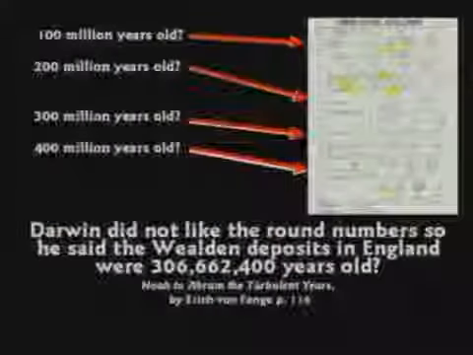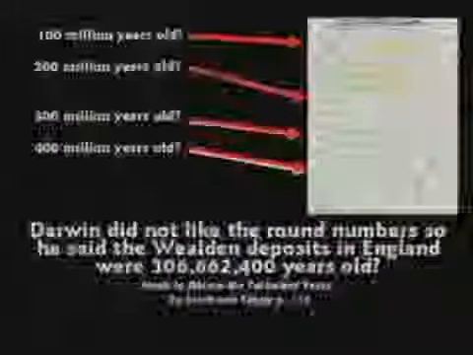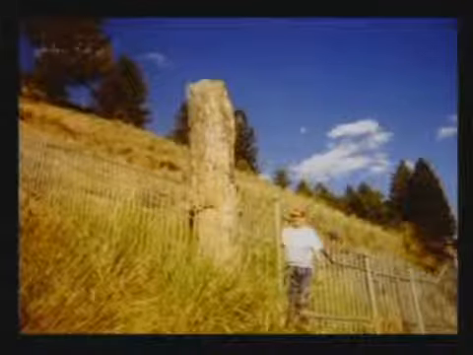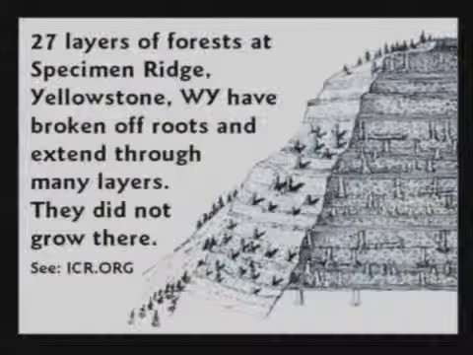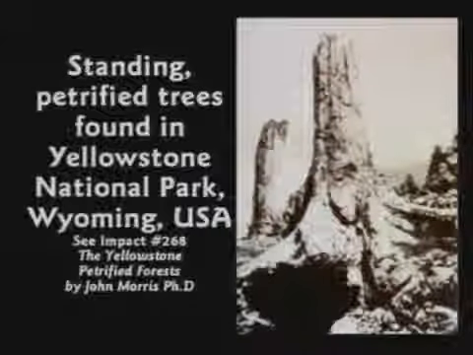Now, Charles Darwin didn't like the round numbers. He said that the Wealden deposits in England were 306,662,400 years old. How he knows that is anybody's guess. But all over the world, these petrified trees like this one are found standing up, connecting different rock layers. Here we've been teaching the kids for years these layers are different ages, and yet thousands of these petrified trees have been found in the vertical position.